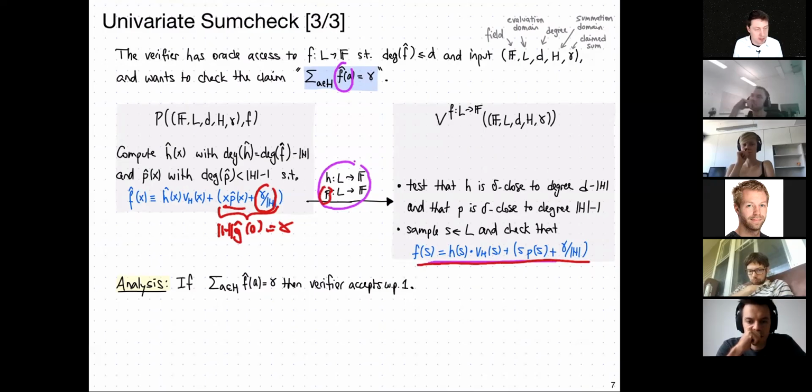So if F passes this polynomial identity test, it means that F looks like something like H times V plus X times P plus this thing, which means that whatever this is, it is a polynomial of degree less than H, whose constant coefficient is gamma over H. So when you multiply it by H, you get gamma. Because we're talking about a specific coefficient, we just had to force it in ourselves in there.